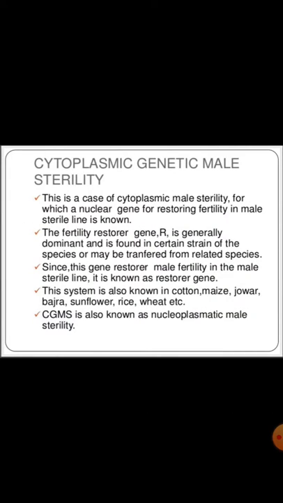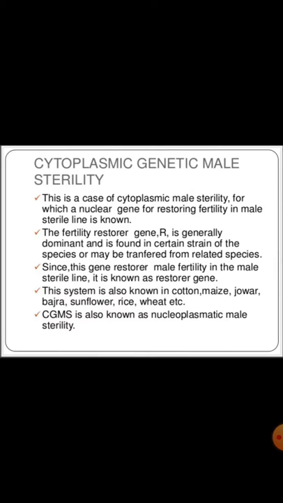Then, cytoplasmic genetic male sterility. Here we will talk about both the nuclear genes and polygenes, that is, cytoplasmic and nuclear genes, oligogenes. In this case, cytoplasmic male sterility, for which a nuclear gene restores fertility in the male sterile line, is known. The fertility restorer gene R is generally dominant and is found in certain strains of the species or may be transferred from related species.